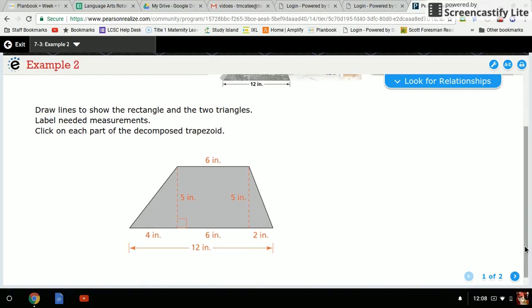Before I give you the answer, I want you to try to do that. Go ahead and pause the video. Try to find the area of each triangle and the rectangle and add up all of your areas. Pause the video and get your answer, and then you can play it again once you get your answer.